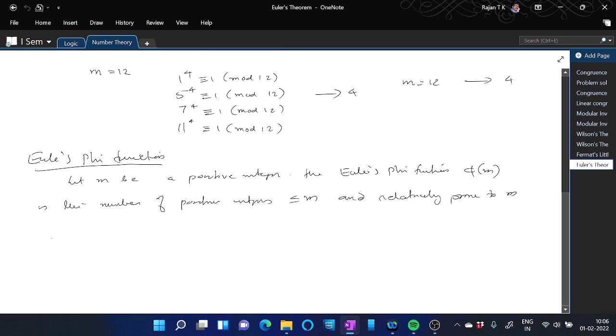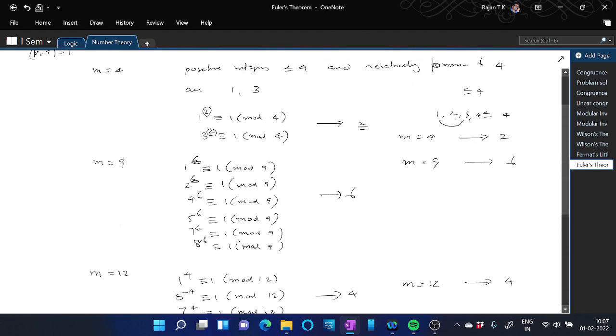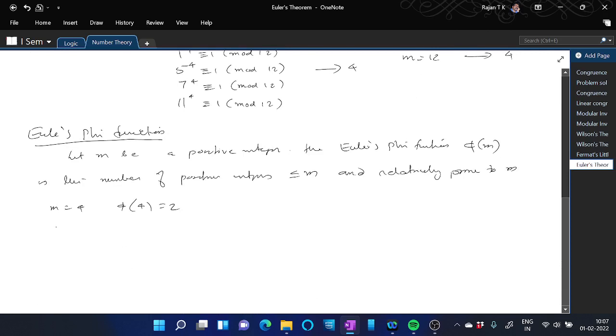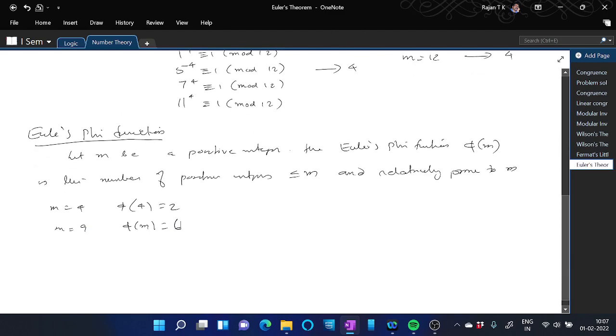here when we have taken m equal to 4, we found phi of 4 is 2. The number of positive integers less than or equal to 4 and relatively prime to 4 are 1 and 3. When m is equal to 9, the integers less than or equal to 9 and relatively prime to 9 are 1, 2, 4, 5, 7 and 8. There are such 6 numbers. So when m is equal to 9, phi of m is equal to 6. When m is equal to 12, the number of positive integers less than or equal to 12 and relatively prime to 12 are 1, 5, 7 and 11. So 4. So when m is equal to 12, phi of m is equal to 4.